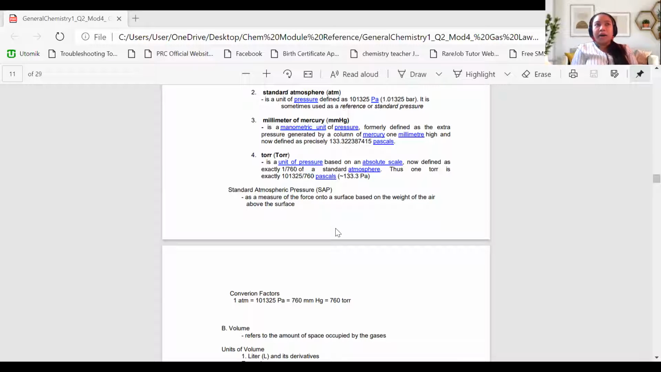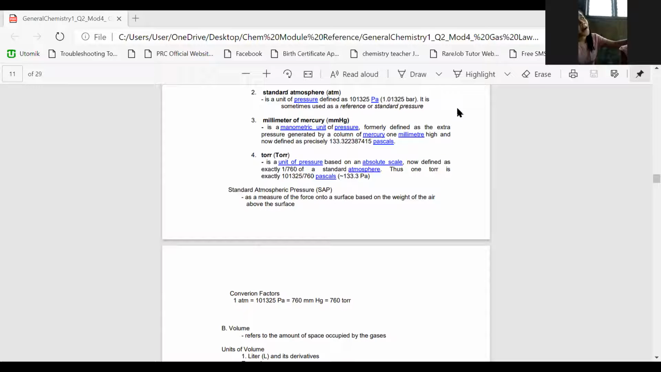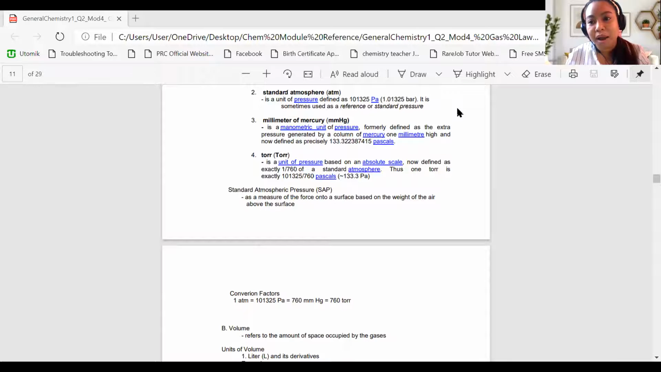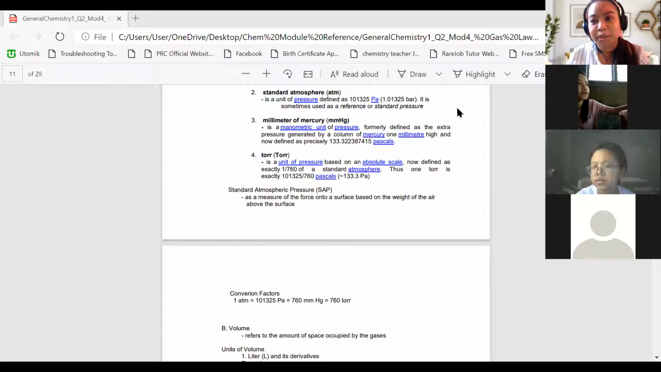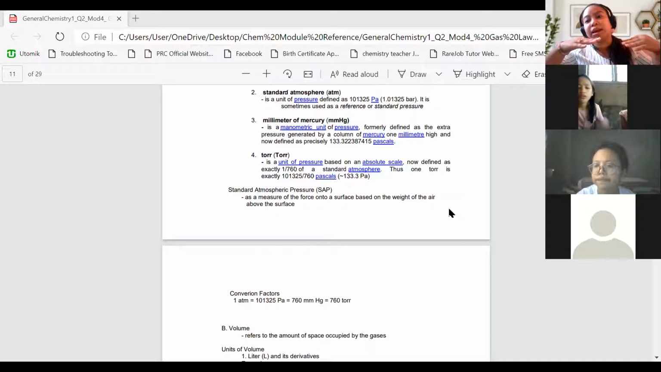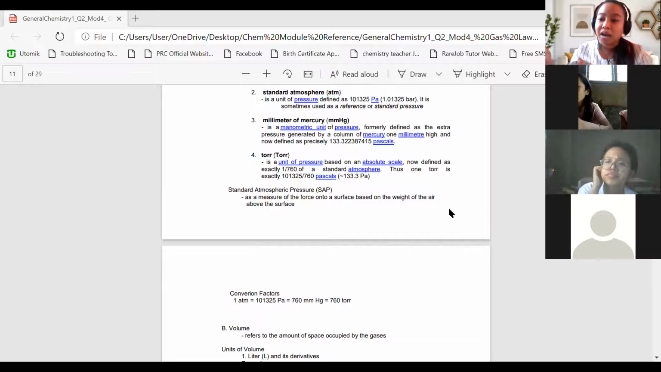Now, which has a higher atmospheric pressure, above sea level or below sea level? Below sea level. Yes, below sea level, because the amount of air above it is greater than that of places above sea level.